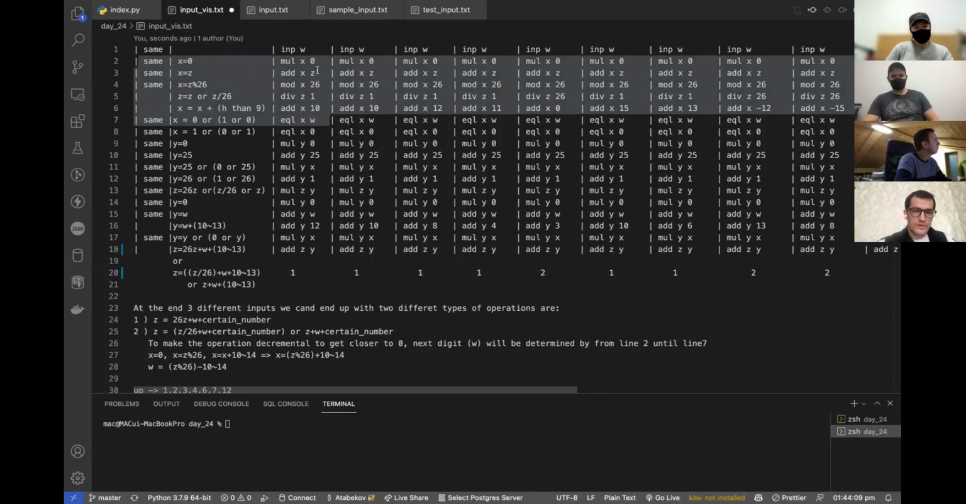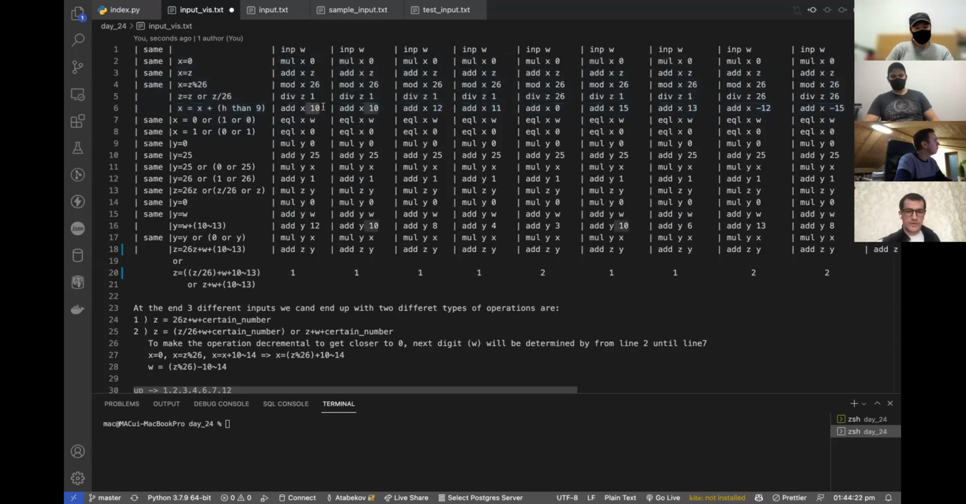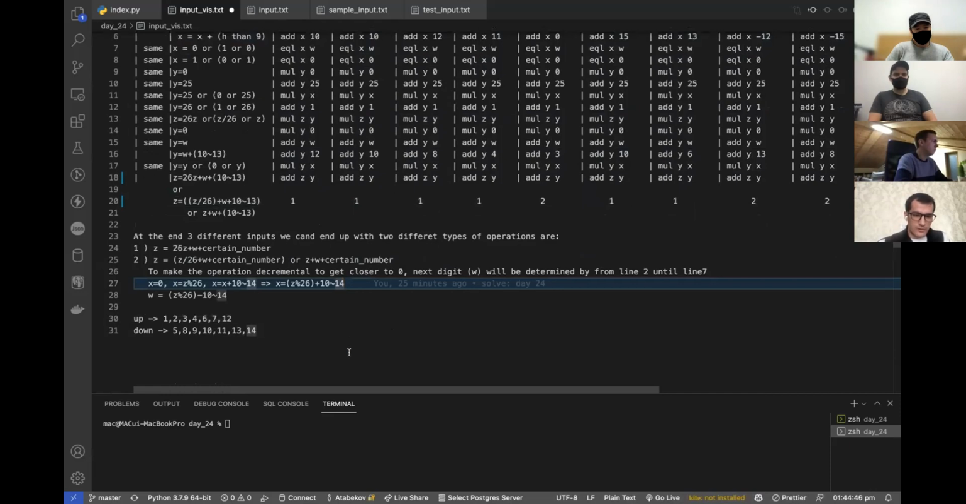So here, what we are doing is getting the modulus of 26 of x and adding a certain number to it. In each operation it is a different integer. So we can subtract this number from our x and take the modulus to get our next input digit. For type 1 operations, we can have any digit between 1 and 9. But for type 2, we can calculate our digit based on this calculation here to get our w.